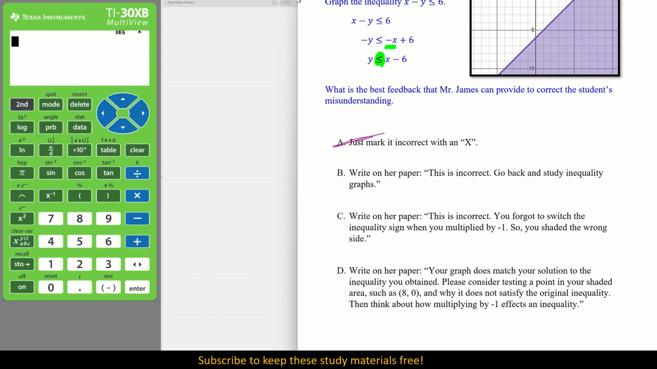Let's see what B says. Write on her paper, "This is incorrect. Go back and study inequality graphs." That's kind of a negative thought. That's telling the student you're on your own. You misunderstood my teaching, and that's your problem, so you need to go figure it out. I don't like that for middle school.